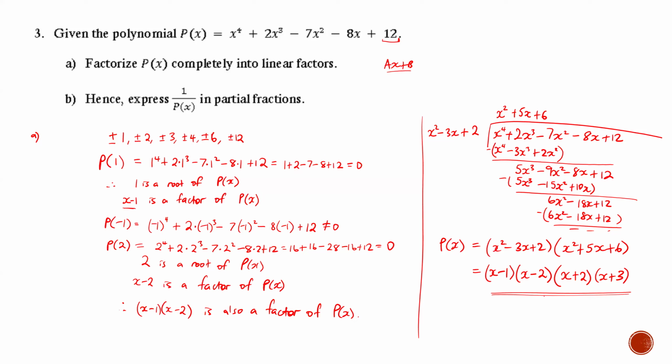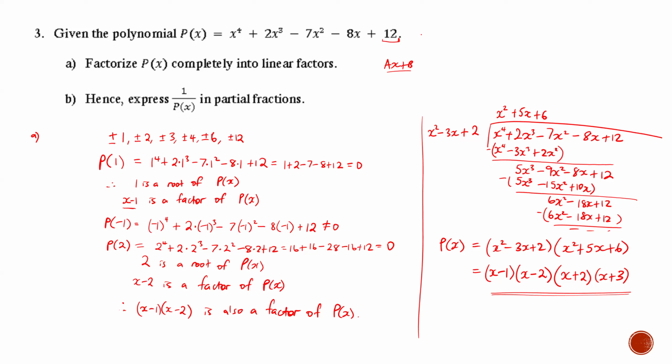In all our linear factors here, the value of a is 1. So it's just x minus something or x plus something. And that's actually expected because here we have a 1 here. So that actually makes sense. But the b is changing. So I have -1, -2, +2, and +3. But this is what we want. We want to factorize it into linear factors.